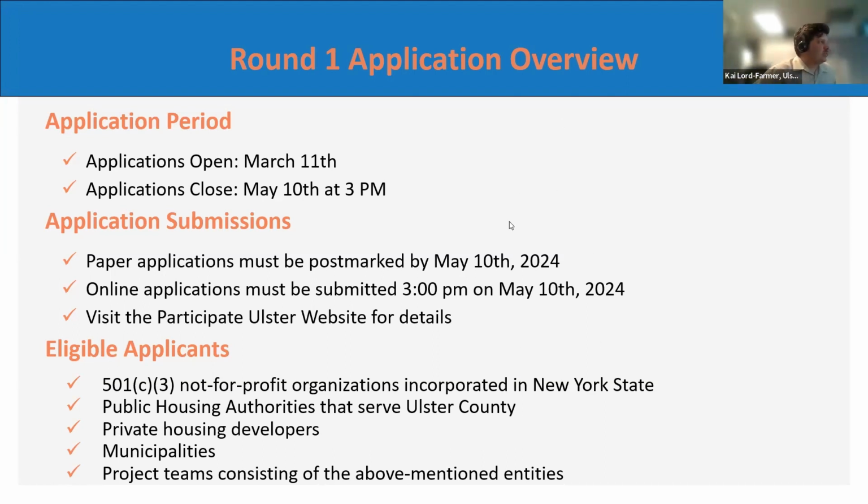So the application period is officially open. It opened on March 11th. Applications close at 3 p.m. on May 10th. In terms of the application submission process, we're receiving paper applications, but they must be postmarked May 10th if you're mailing them in. Online applications must be submitted at 3 p.m. on May 10th, 2024, at the Participate Ulster website, and I will drop that link in the chat in a moment here for anyone who hasn't visited the website.